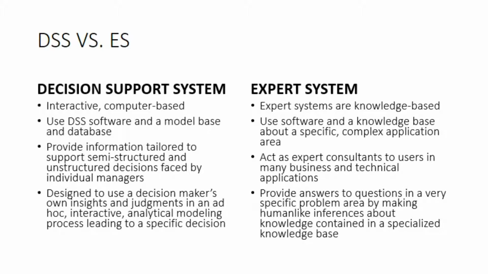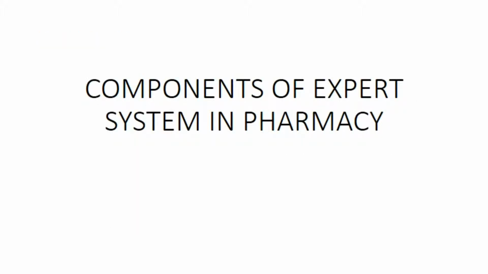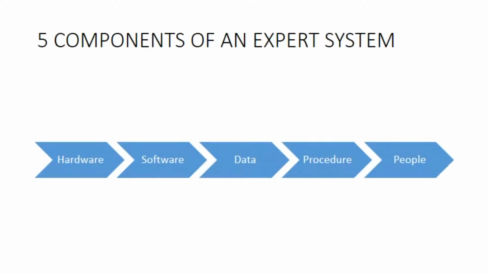Expert systems are knowledge-based information systems that use software and a knowledge base about a specific, complex application area to act as expert consultant to users in many business and technical applications. They provide answers to questions in a very specific problem area by making human-like inferences about knowledge contained in a specialized knowledge base. Expert systems are designed to facilitate tasks in the field of accounting, the law, medicine, process control, financial service, production, human resources, and so on. In the framework of our topic, an expert system in the field of pharmacy would be presented deeply.